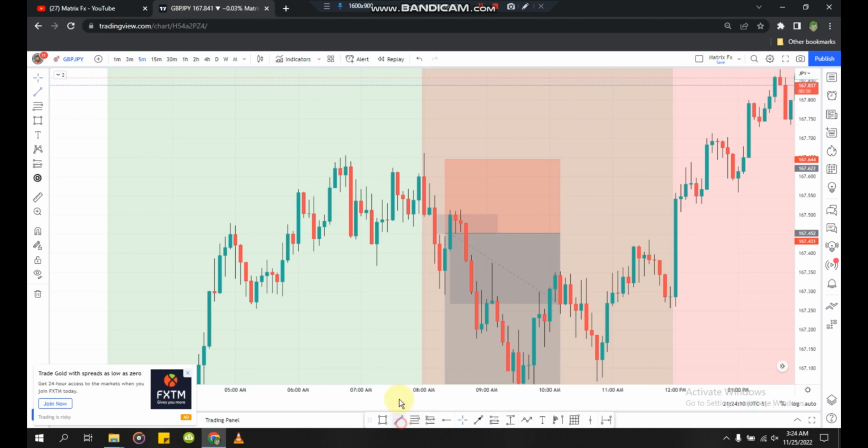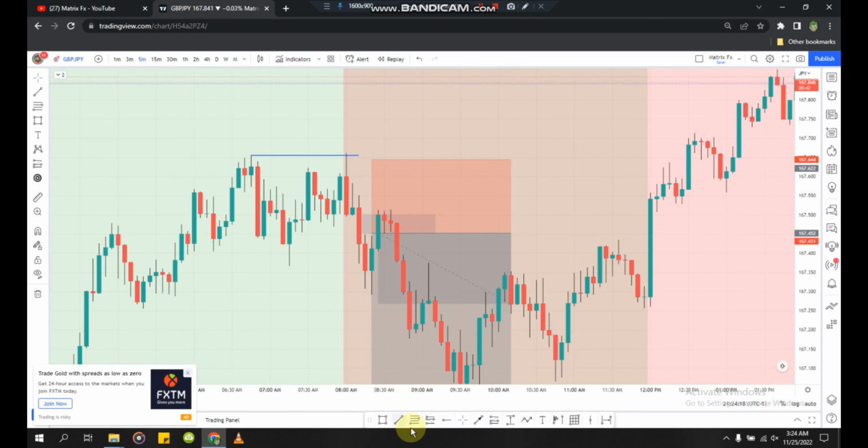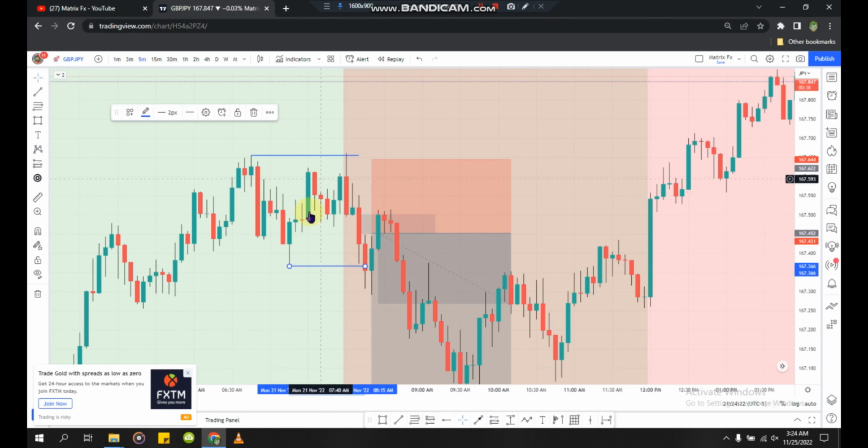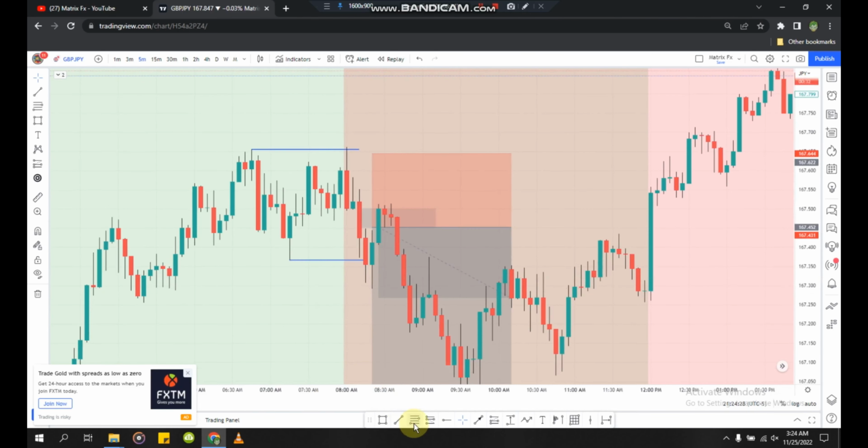Now look at what the market did. The market swept this just in the New York open, swept that. Now you have noticed that this is the leg that did that. I think it was from here to here. So after the sweep, we got this break of structure with the body. All we have to do, fib.